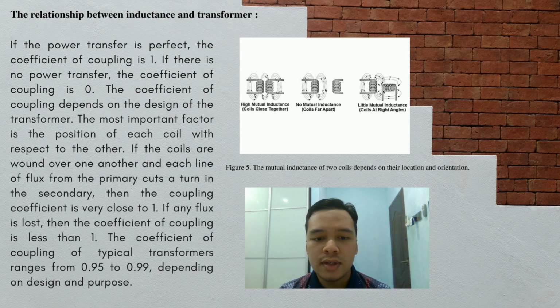If the coils are one over one another and each line of flux from the primary cuts a turn in the secondary, then the coupling coefficient is very close to 1. If any flux is lost, then the coefficient of coupling is less than 1. The coefficient of coupling of typical transformers ranges from 0.95 to 0.99 depending on design and purpose.